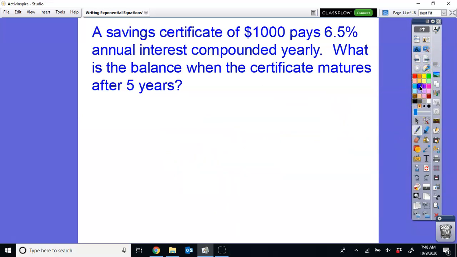You have a savings certificate of $1,000. It pays 6.5% annual interest compounded yearly. What is the balance when the certificate matures after 5 years? First, we're going to write our function. Our beginning amount goes out in front. We do 1 plus the rate, so we need to move this decimal place 2 places, so 0.065, and then we raise that to the t, the time.